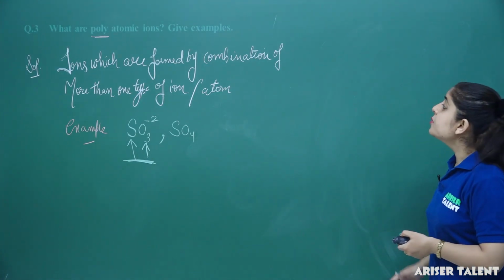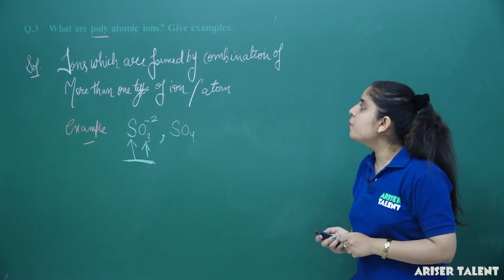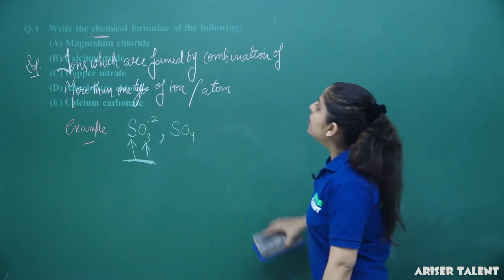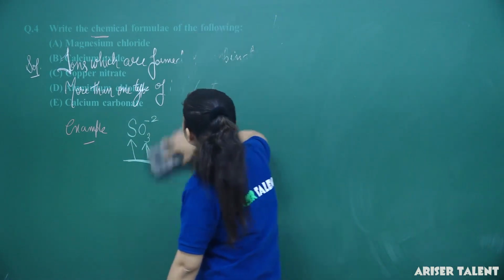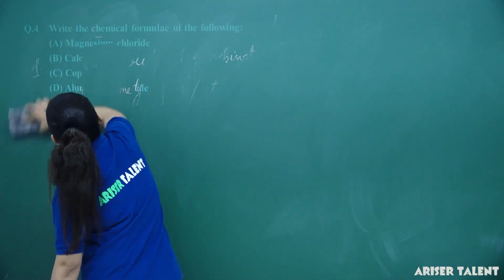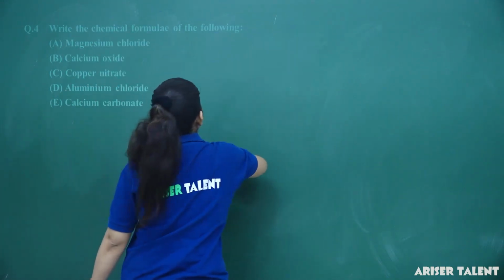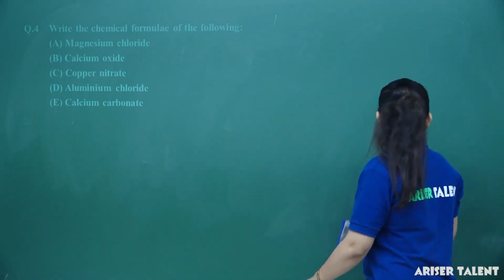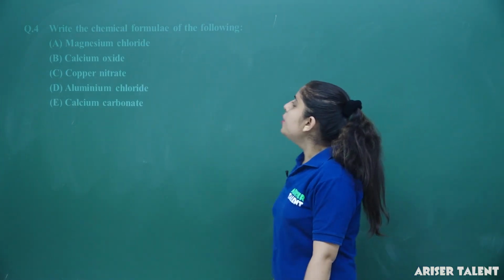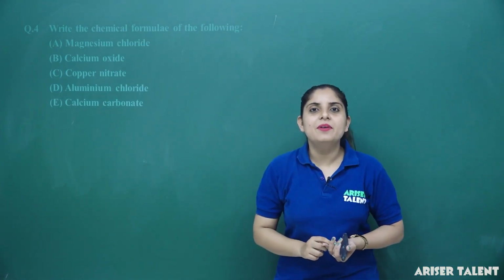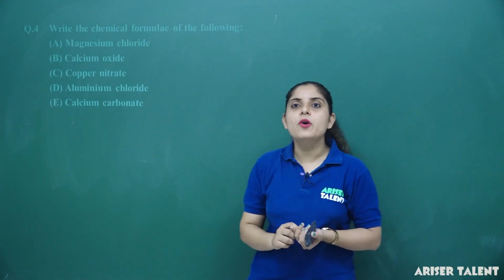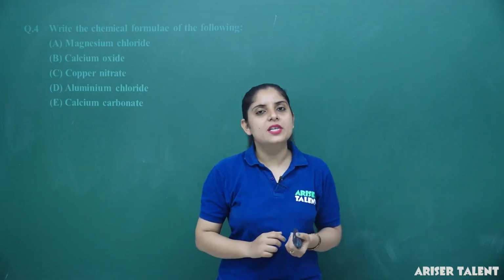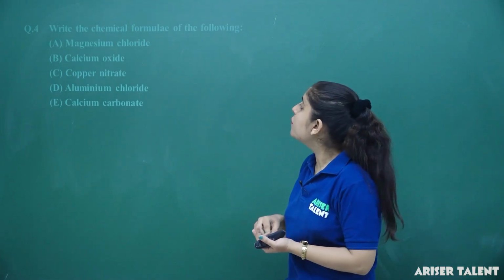Now, let's move forward to question number 4. Write the chemical formula of the following. We have done a lot of chemical formulas in our lectures. So, now this is a question from your NCERT, and again we will learn the valency table for doing such kind of problems. So, let us move to the first question.